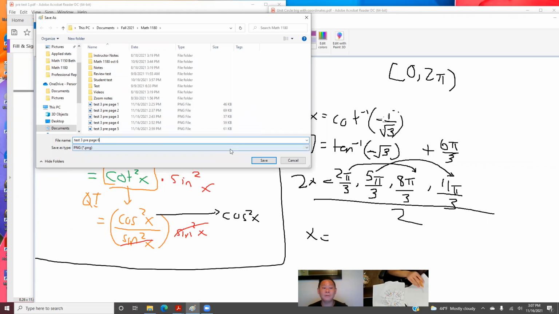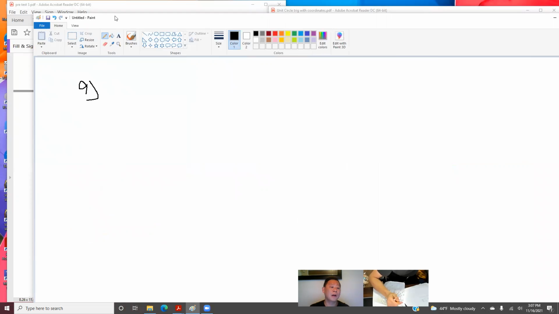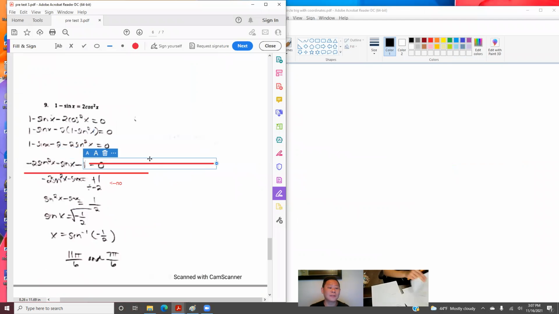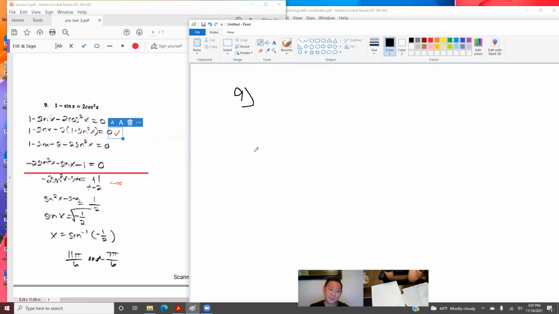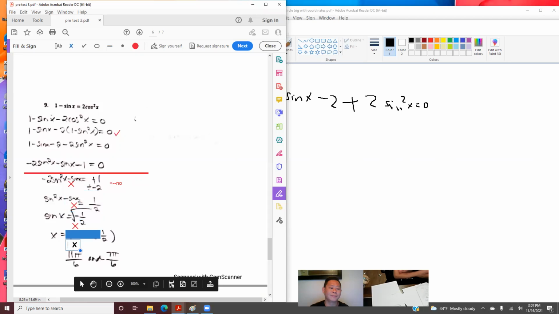The last question here is question number 9 before we go to the calculator piece. What you did here is good, but can you tell me what happens when you distribute a negative 2 in here? It becomes positive. So what you get here is 1 minus sine x minus 2 plus 2 sine square x equals 0. So that's where I got it wrong. Everything down here is completely wrong, because of that one step.